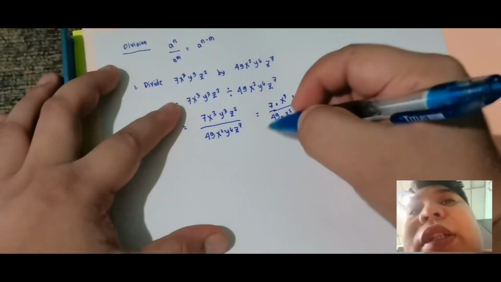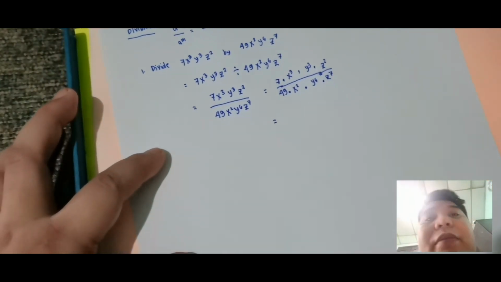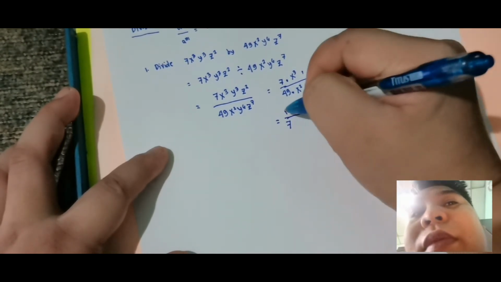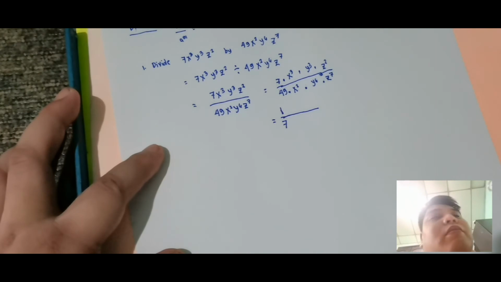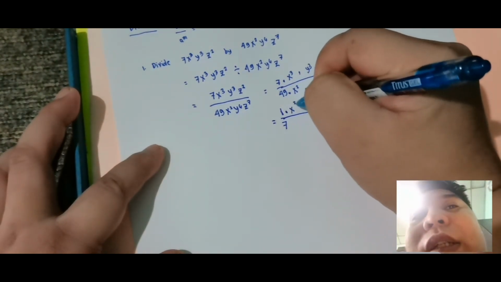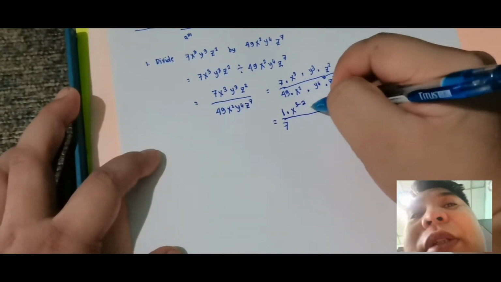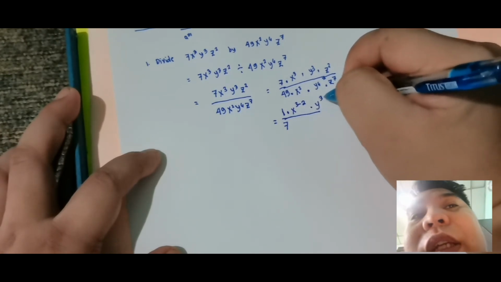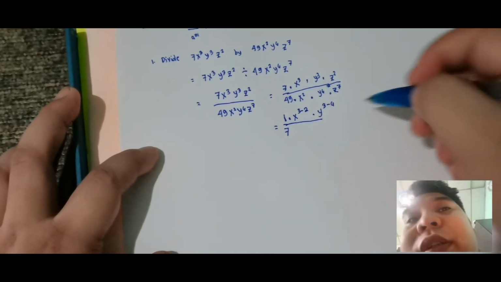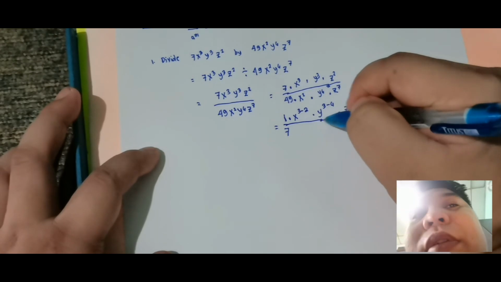Okay, so apply natin yun. So 7 over 49 pag sinimplify, that is 1 over 7. Okay, so that is 1 over 7. Next, yung x cubed saka x squared, that is simply multiplied by x raised to 3 minus 2. Next, times y raised to 3 minus 6, times z raised to 2 minus 7.